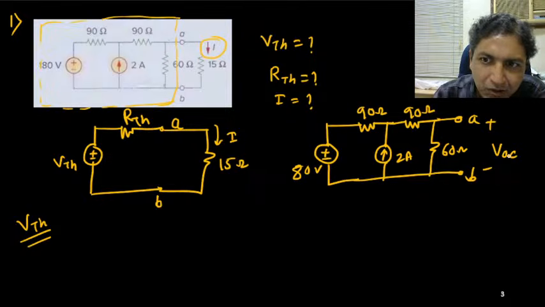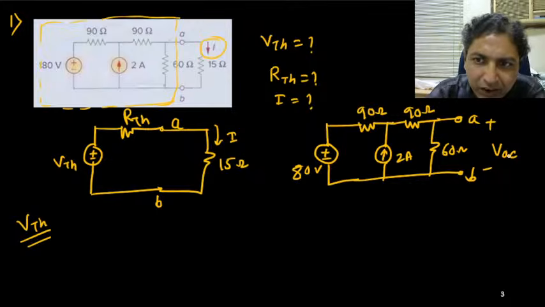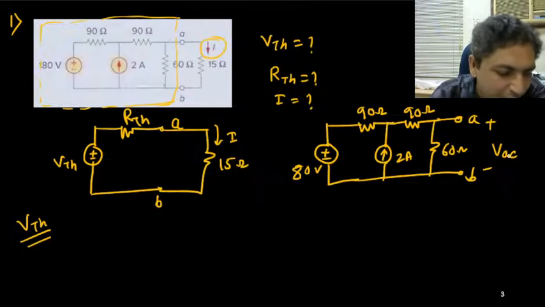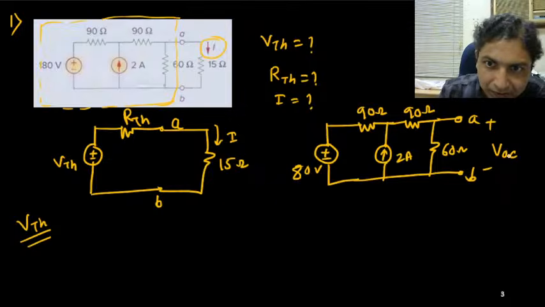Okay. So we have two sources. One is 80 volt source, other one is 2 ampere current source. You can use superposition principle to find VOC. I think that could be very easy comparatively to other things. You can also use... okay. So this is 180 volt, right?